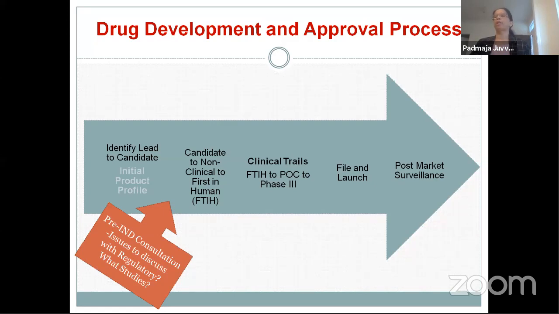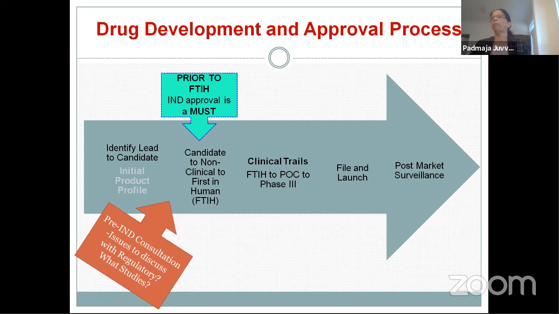But before getting into the first in human trials, we have to do something called an IND. Once the non-clinical study is completed, we do a non-clinical report and have a pre-IND consultation with the regulatory agency to discuss the issues that we identified during the non-clinical study, and also to align with our thought process on how we wanted to go ahead with the clinical trials. It is a must that the IND should be approved by the regulatory agency, FDA, before we get into the first in human.